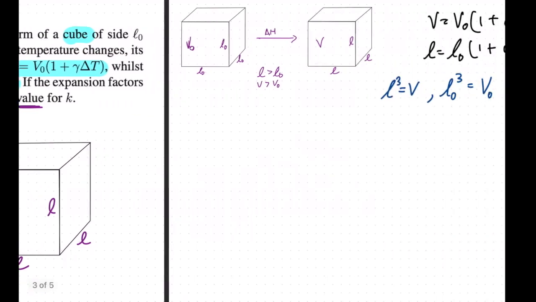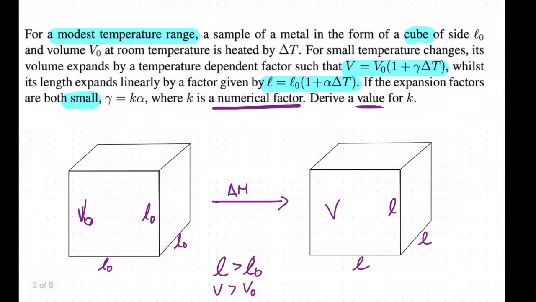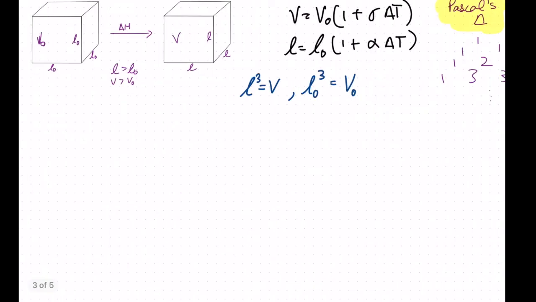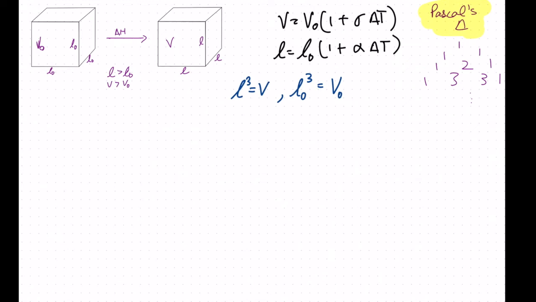Next, we want to identify two very important relationships, using the fact that this is a cube. A cube is arguably one of the most simple three-dimensional shapes. It has a very interesting property in the sense that its volume is just its length cubed. Using this information, we know very clearly that L cubed must equal V, and this is the new, expanded cube. And for the first cube, we have the relationship that L0 cubed is equal to V0.